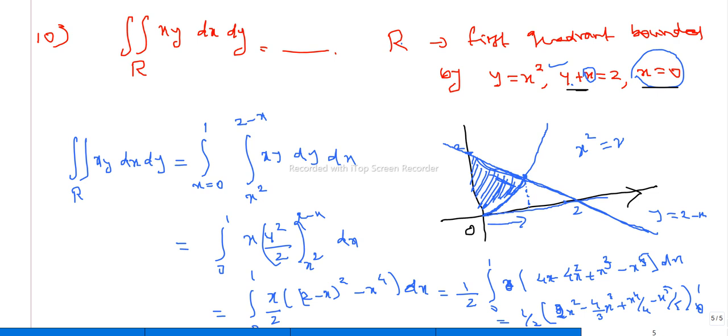So first you have to find the region. Once you find the region, you can easily find the answer. Similar problems are there. Maybe you can take a triple integral as an exercise. And the next problem, we can move on.